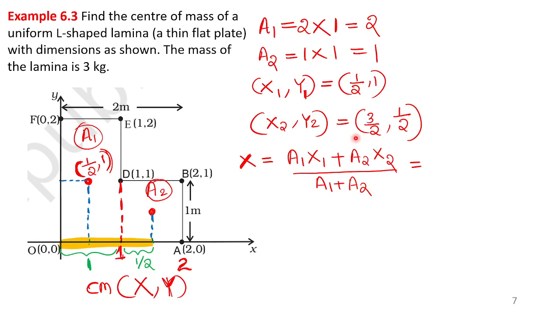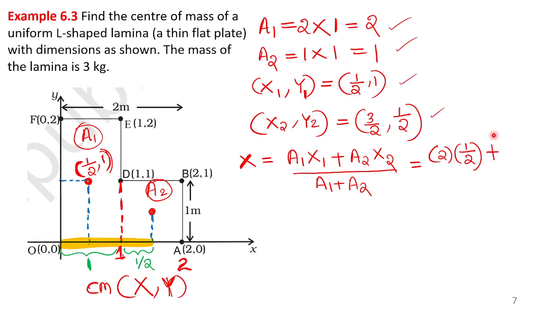A1. A1 is 2. X1. Yes, it is there. You just look at it. I have written everything. Don't worry. X1 is what? X1 is 1 by 2. Understood? Just compare. Look here. x1 is 1 by 2. You have to write all the details first.